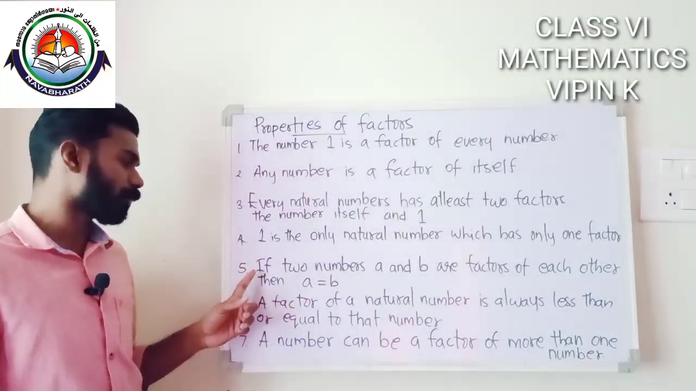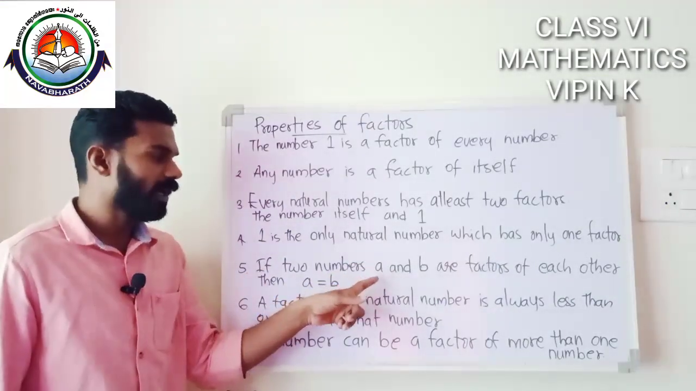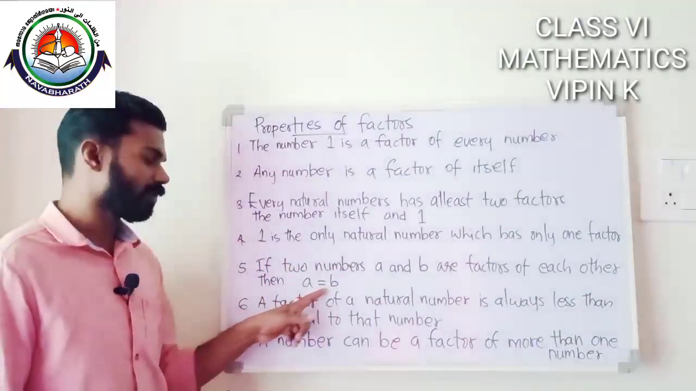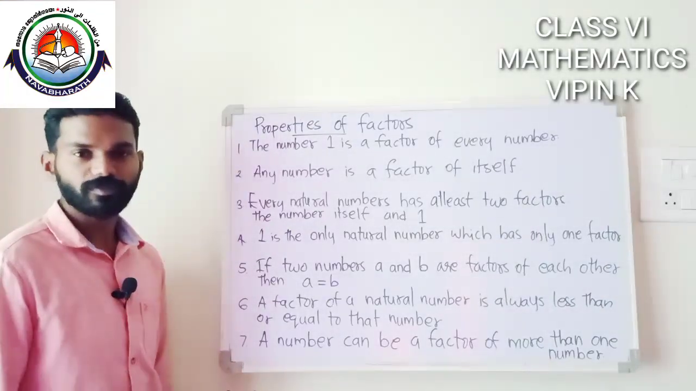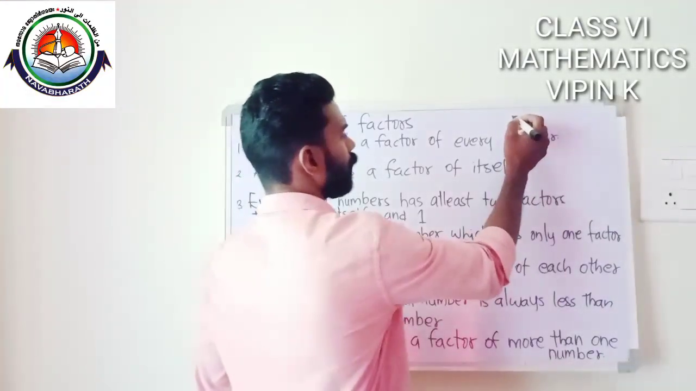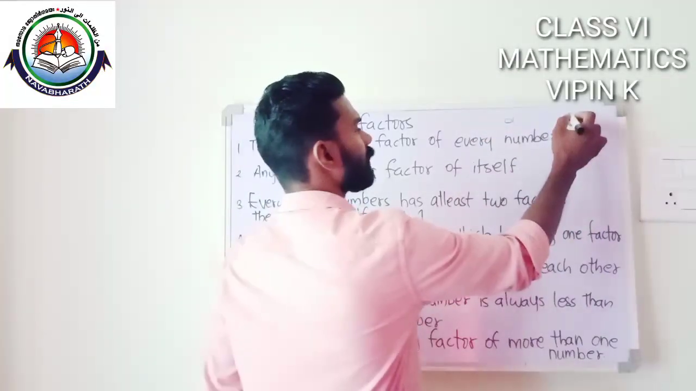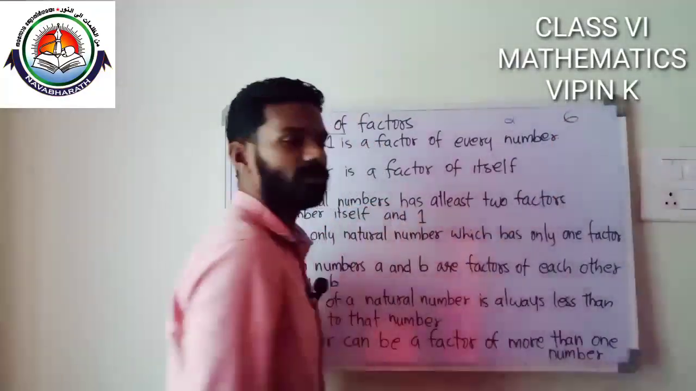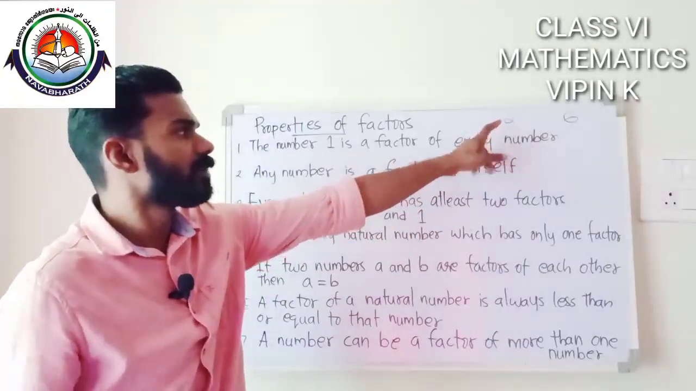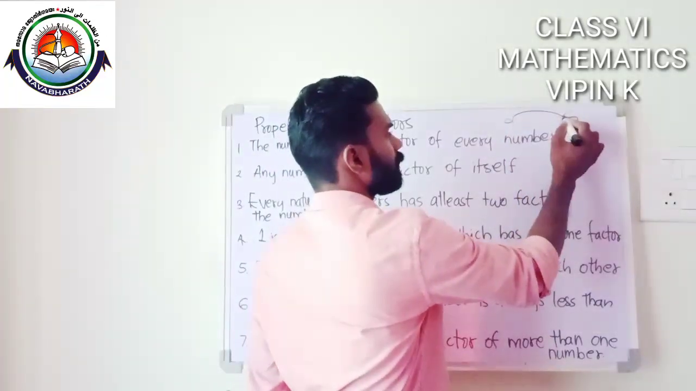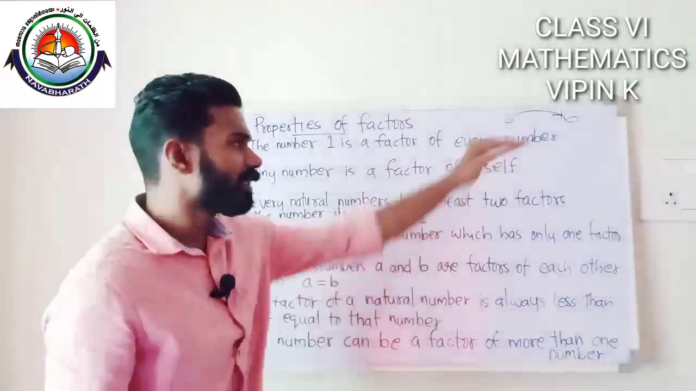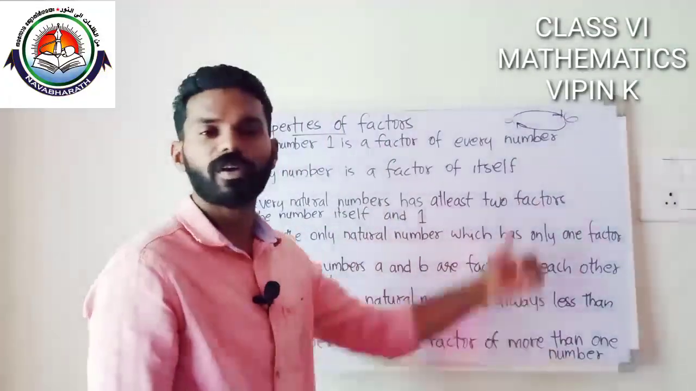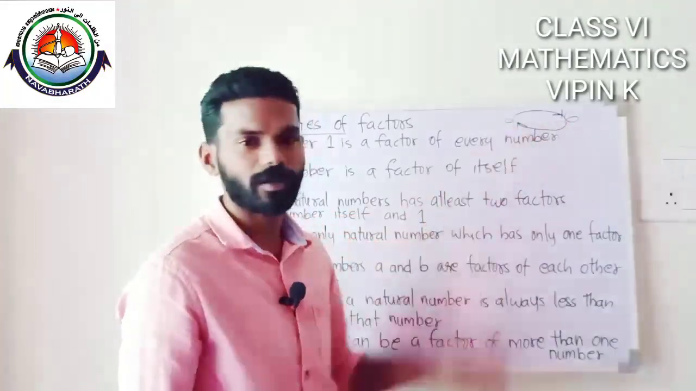So now let's discuss the fifth property. Which is the fifth property? If 2 numbers A and B are factors of each other, then A must be equal to B. Suppose I am considering 2 numbers. One is 2 and the other is 6. You can say that 2 is a factor of 6. Can you say the reverse, that 6 is a factor of 2? No, it is not possible. 6 is not a factor of 2.